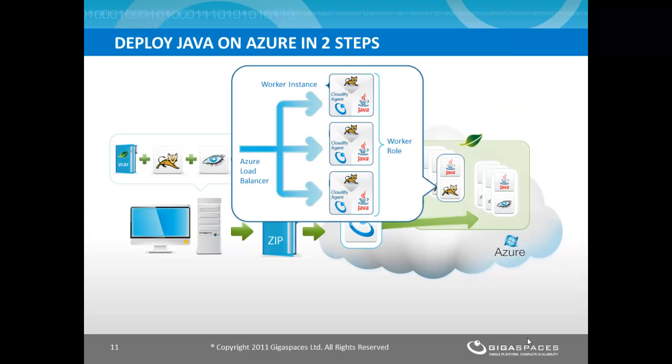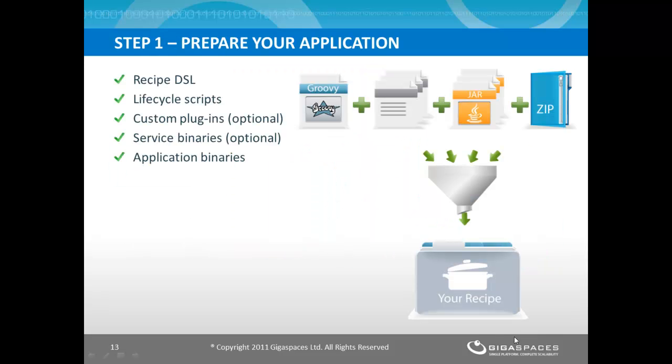We'll have instances of Azure worker role up and running. In each instance, we'll have the GigaSpaces agent, the Cloudify agent, with the Tomcat service up and running. The Azure load balancer will be the front end and provide a single endpoint for that entire environment. Now let's drill down into the actual recipe itself.